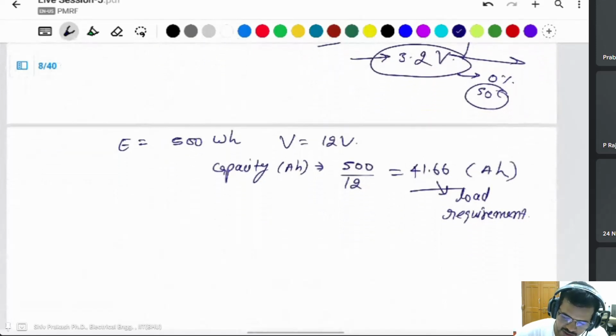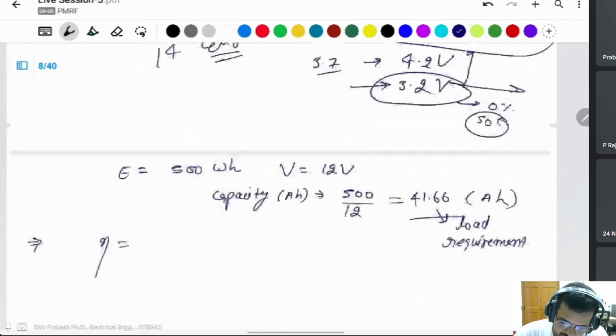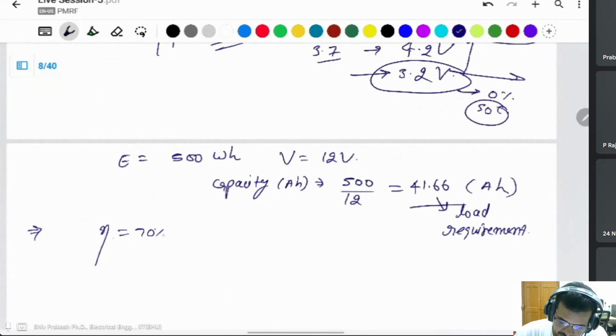Then what happened? First calculate the efficiency. Take an efficiency given as 70% only. Suppose a 100% DOD, it means 100% it will charge and discharge, but efficiency is 70%. Then what happened? How much used capacity of the battery?